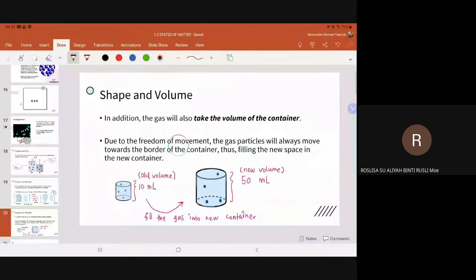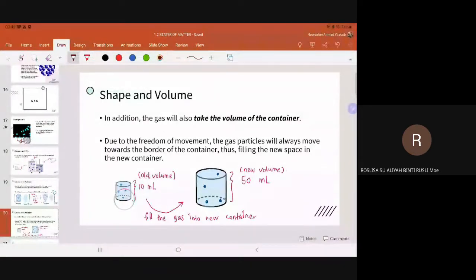Sebab kebebasan pergerakan dia, due to the freedom of movement, okay, the gas particle will always move towards the border of the container. Jadi, kalau kita letak gas dalam bekas, zarah dia akan sentiasa bergerak ke arah dinding bekas itu. Jadi, dia akan sentiasa mengisi segala ruang yang ada. Secara puratanya, setiap kawasan akan ada molekul sebab dia sentiasa bergerak bebas. Satu saat dia dekat sini, satu saat lagi dia dekat sana. Jadi it takes the whole space. Jadi gas, volume dia bergantung kepada volume of container.